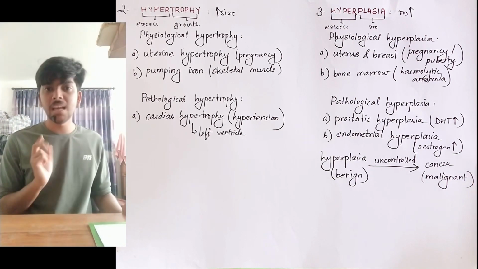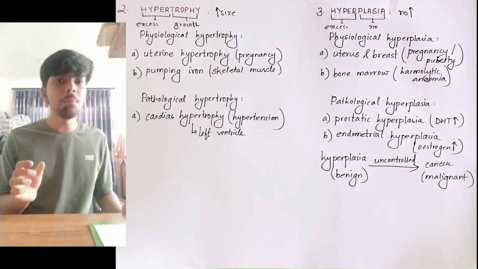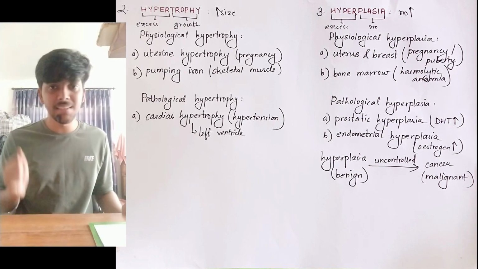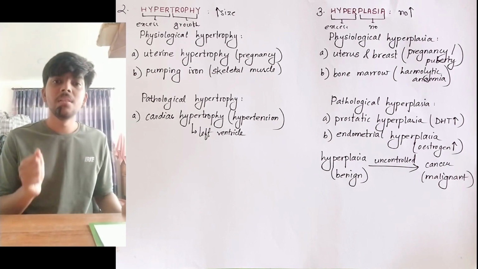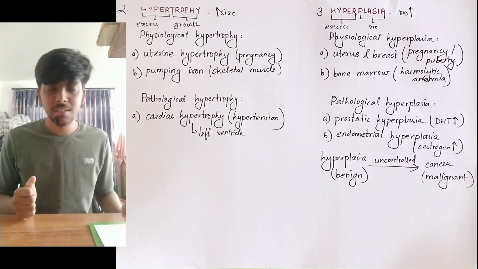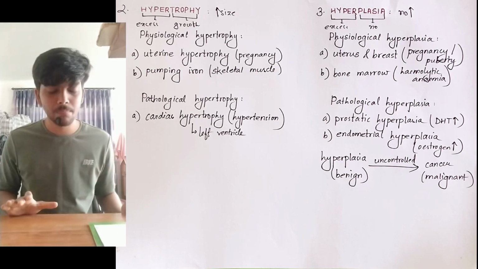Okay. Second, during puberty or during pregnancy, the size of the breast increases. This is due to the increase in the number of cells in the breast, and this is breast hyperplasia.